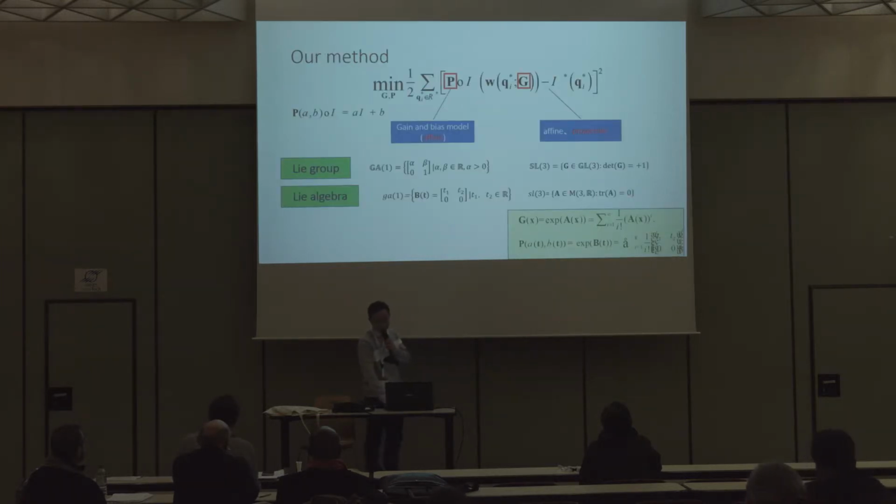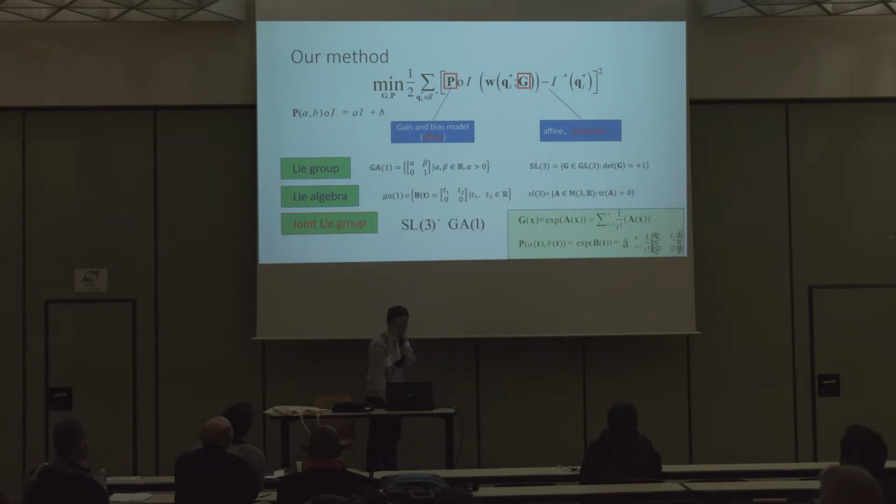In our method, the photometric transformation is represented by the gain and bias model. This is an affine transformation and can be modeled in the affine group. The geometric transformation is represented by the projective transformation and is modeled in the special linear group. Therefore, our problem is defined in the joint Lie group.